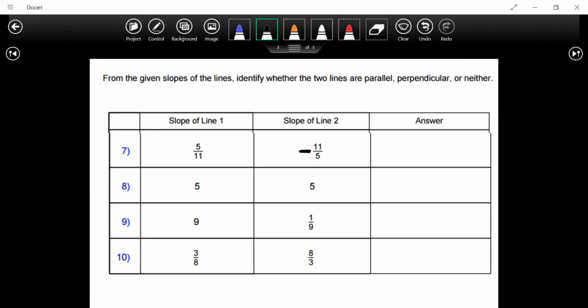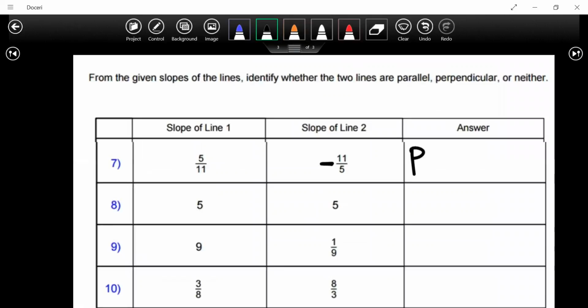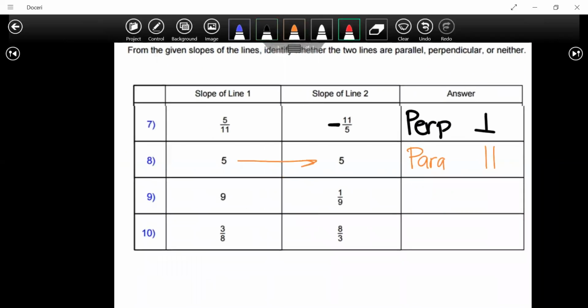What do we got for number 7? Perpendicular. Opposite flipped. What about number 5 or 8? Parallel. Parallel symbol is with 2 vertical lines like that. Perpendicular symbol is an upside down T. What about number 9? Neither. Opposite flipped. Last one? None. It's flipped, but it's not its opposite. So we got to have both criteria for it to work.